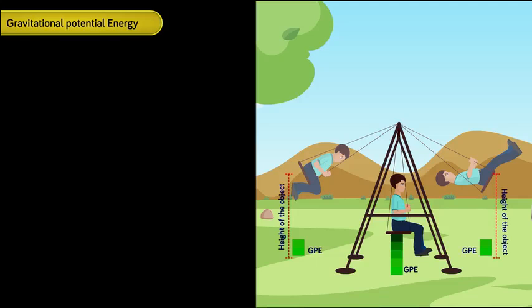If h is equal to large distance, then g is less than 0. Hence, GPE is greater than 0, thus is positive. If h is equal to small distance, then g is greater than 0, and hence GPE is less than 0, thus is negative.